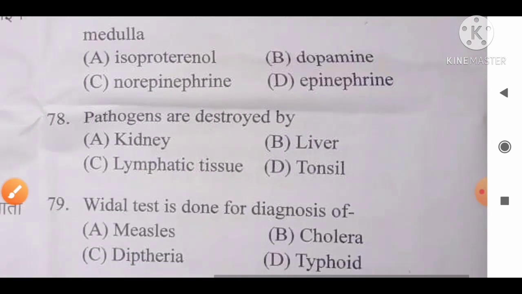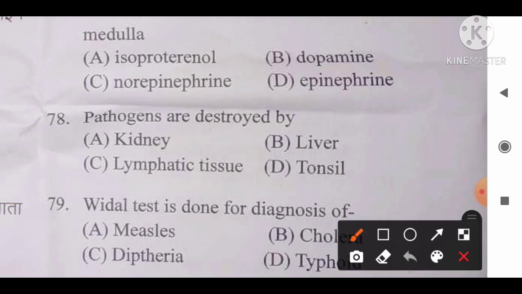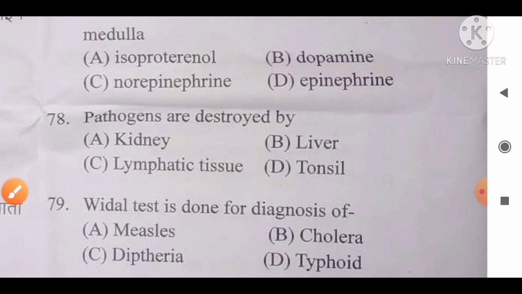Move to the next question, number 78. Pathogens are destroyed by option A, kidney, B, liver, C, lymphatic tissues, D, tonsils. The fact available regarding this question is that tonsil contains a high concentration of lymphocytes that are responsible for the killing of germs. So we can say it is option D, tonsils, that kill the pathogens by limiting their entry into the body. So option D will be the correct answer for this question.